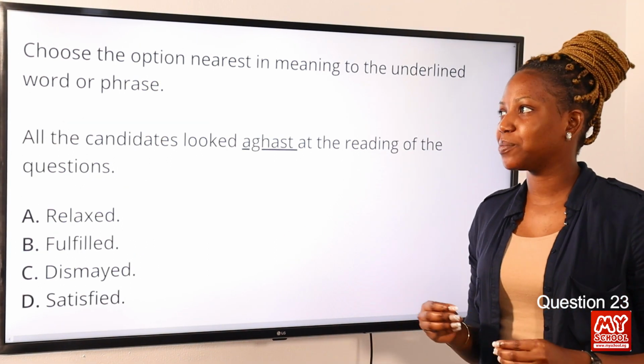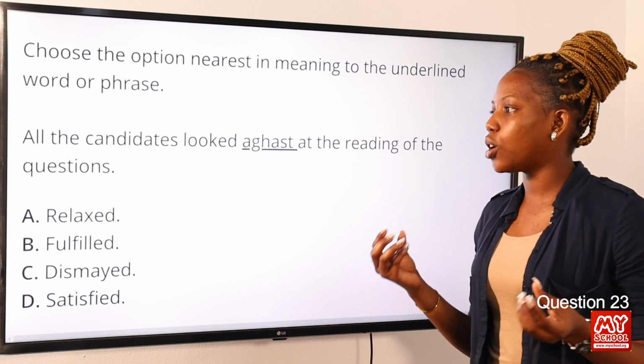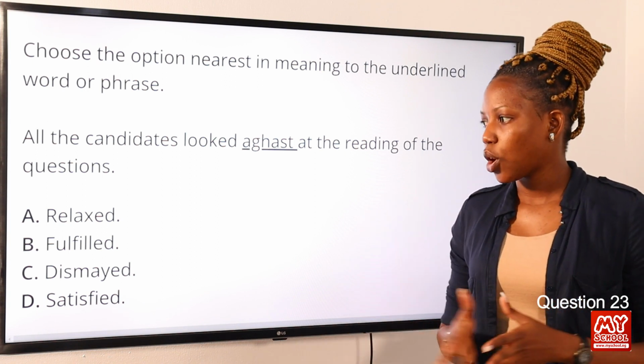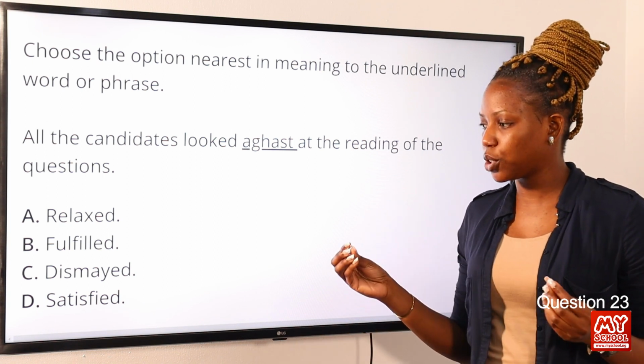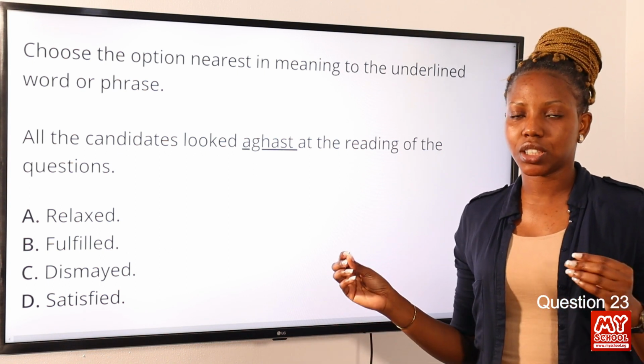Question 23. Choose the option nearest in meaning to the underlined word or phrase. All the candidates looked aghast at the reading of the question. Option A, relaxed. Option B, fulfilled. Option C, dismayed. Option D, satisfied. Now the answer to this question is dismayed.